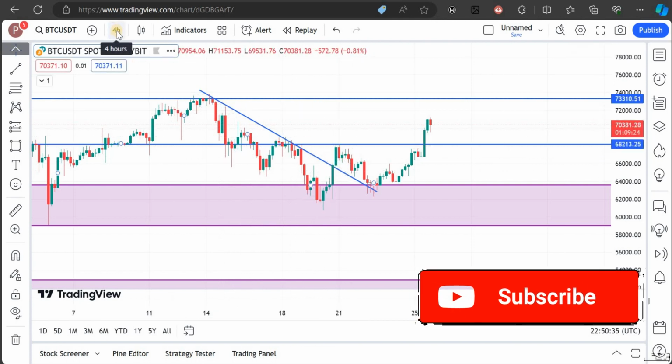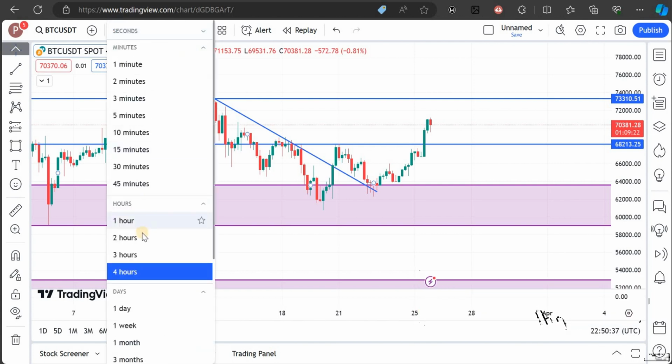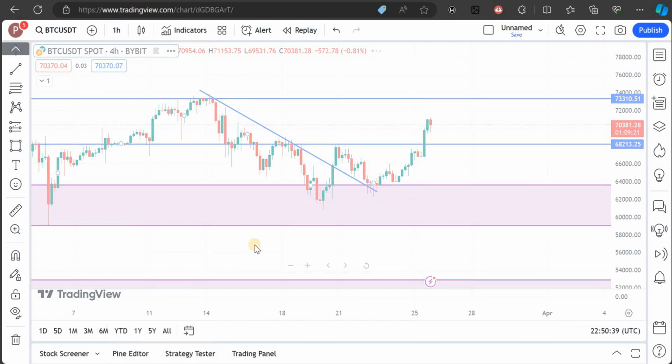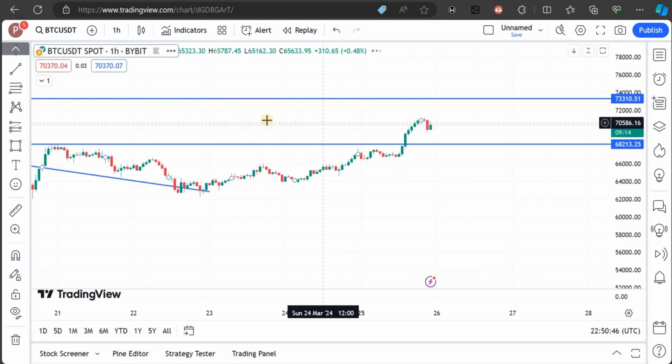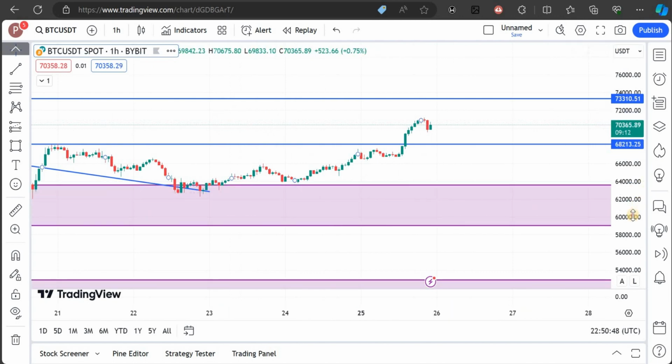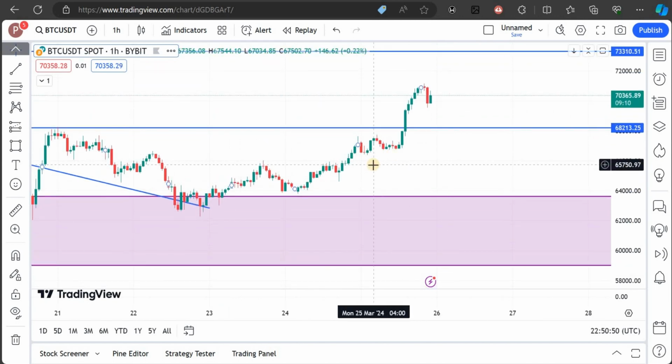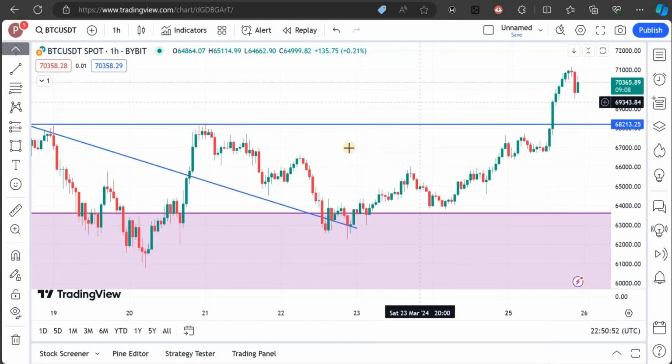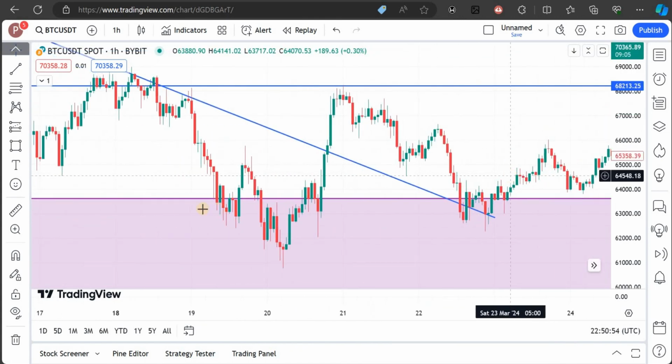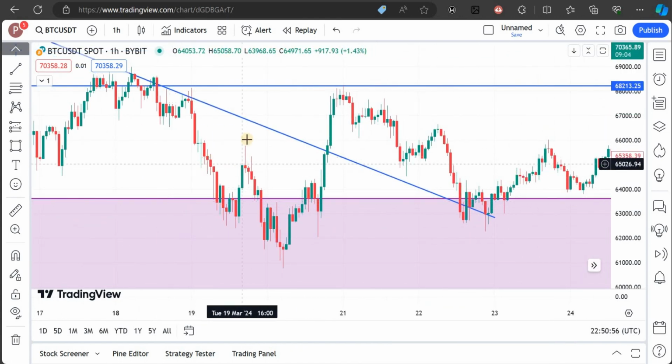So if you don't have such patience, you can also narrow it down to, let's say, a 1 hour time frame. If you are using your daily time frame, I don't recommend you use 15 minutes for your entry, because that's too far off compared to the trend line you drew.